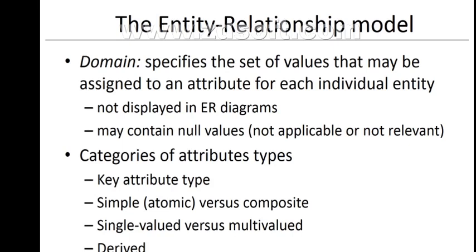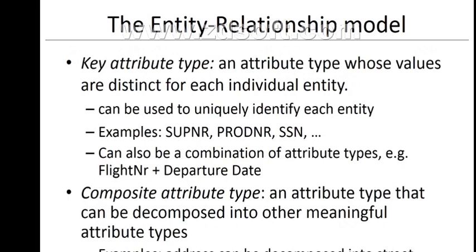Various categories of attribute types exist, such as key attribute types, simple versus composite attribute types, single versus multivalued attribute types, and derived attribute types. Let's take a closer look. A key attribute type is an attribute type whose values are distinct for each individual entity. In other words, a key attribute type can be used to uniquely identify each entity.